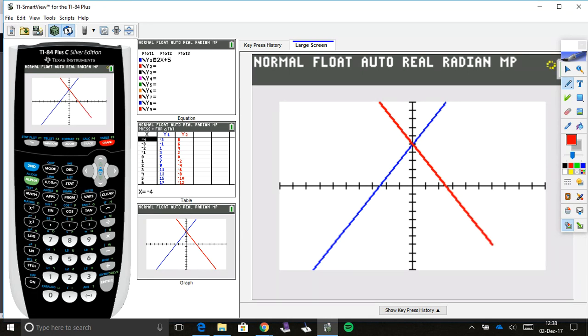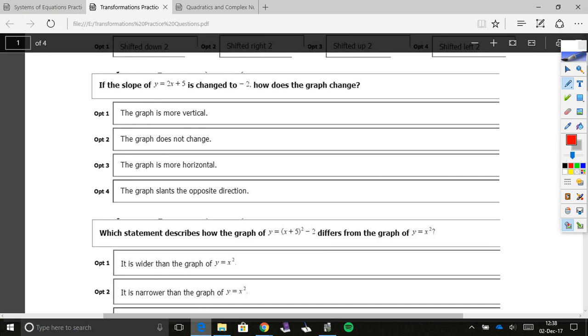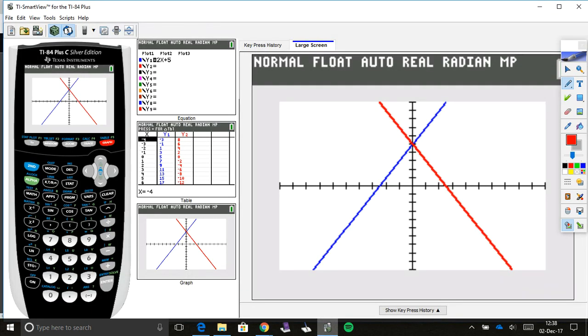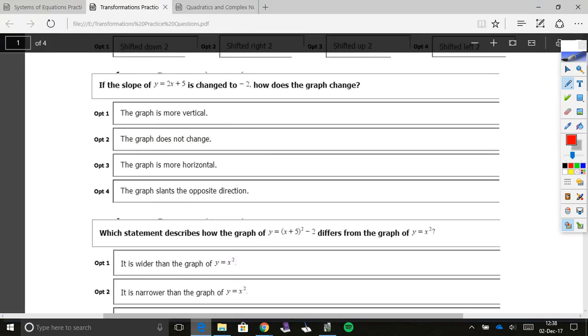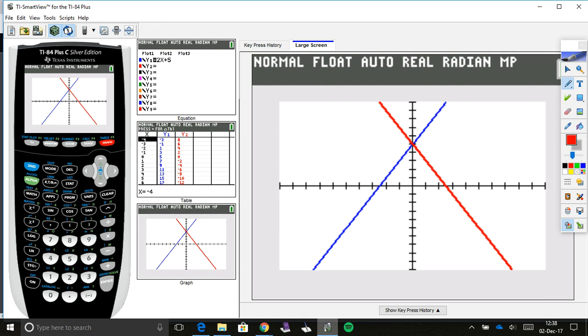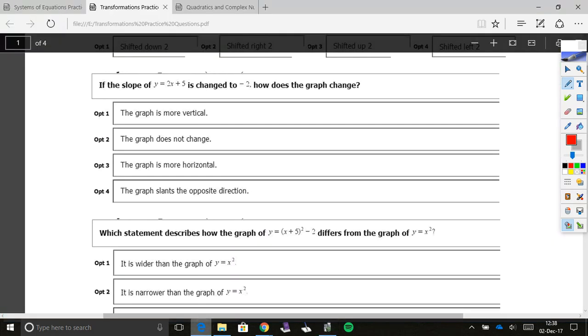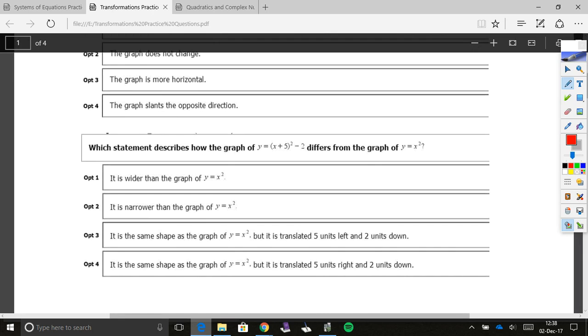All right, so let's look at our answer choices and see which one best describes what happens here. The graph is more vertical. I would disagree with that because it looks like the slant's almost the same, except in the other direction. The graph does not change. Well, that's definitely not true. It definitely changed. The graph is more horizontal. That's not true either because, like I said, the slope is roughly the same, just in the opposite direction. So, there you go. Option 4: the graph slants in the opposite direction. It's pretty obvious. That is definitely the correct answer here.